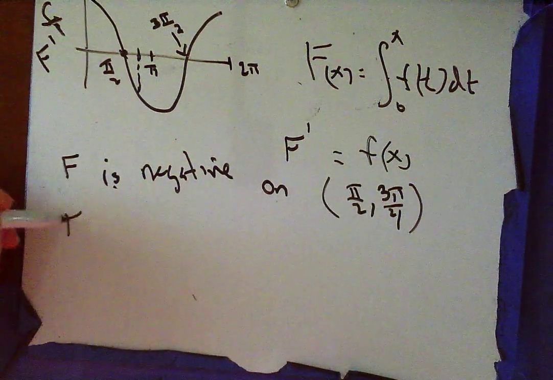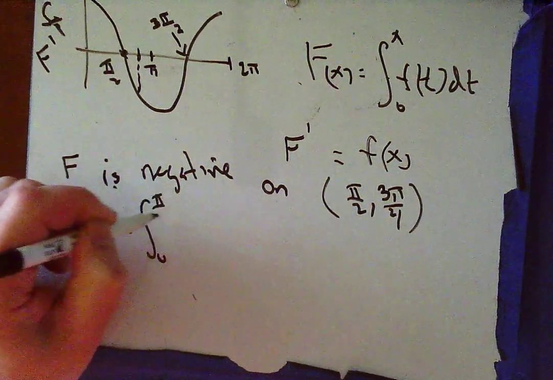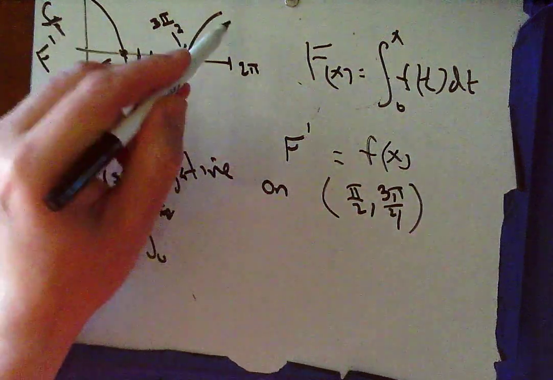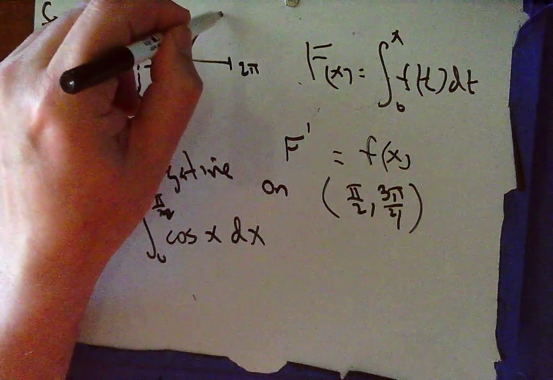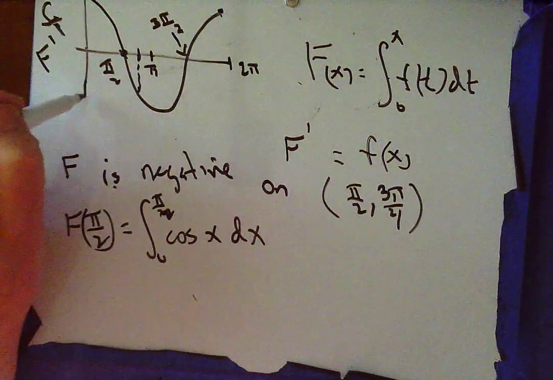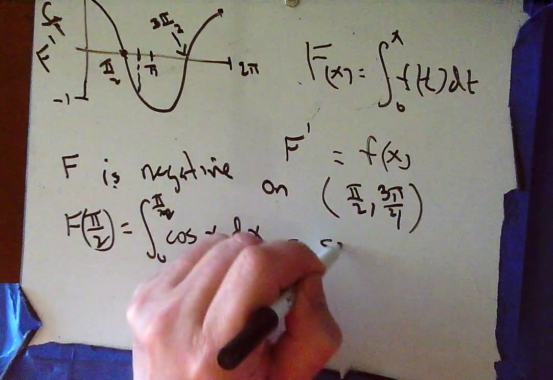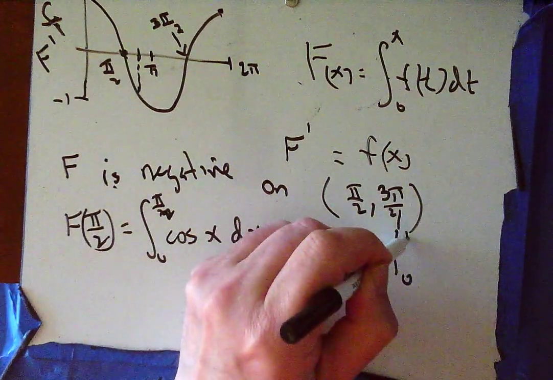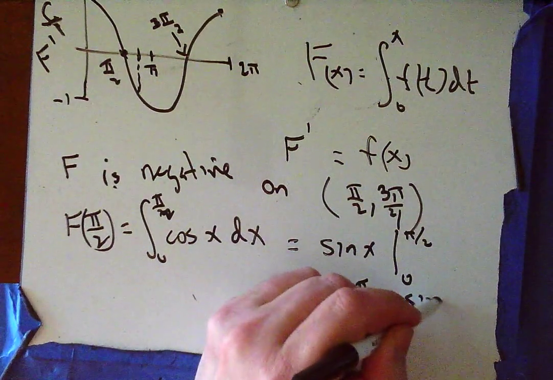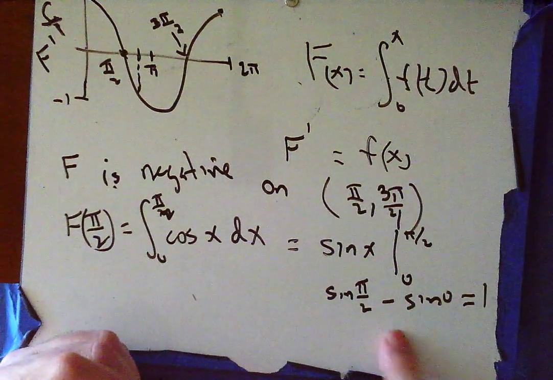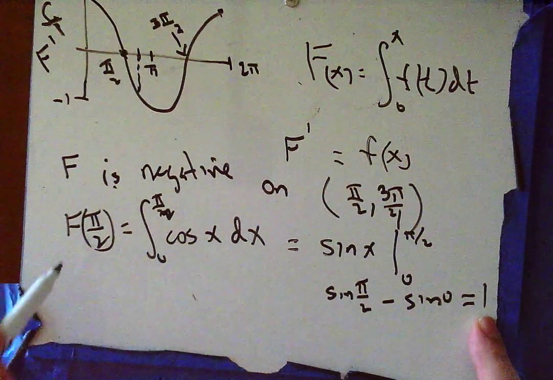So what's big F of pi over 2? Well, that's going to be the integral from 0 to pi over 2 of cosine x dx. Imagine you'd be happier if I called that 1 and negative 1, so that you really would believe it was cosine. So that's going to be sine evaluated from 0 to pi over 2. Okay, sine of pi over 2 minus sine of 0 is 1. 1 minus 0 is 1. Okay, so I have a positive value here at pi over 2 on big F.